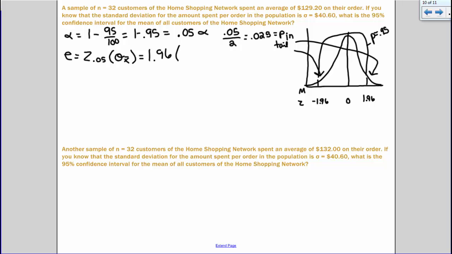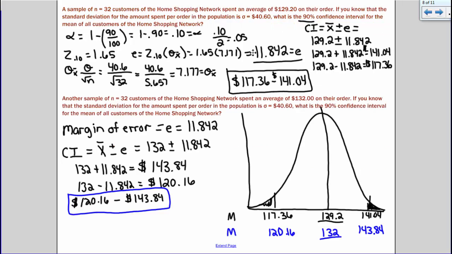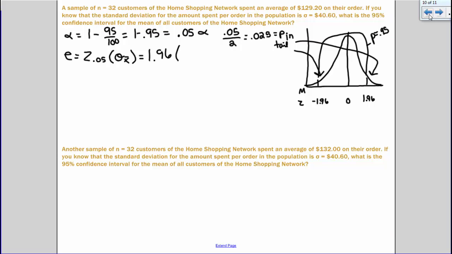Okay, so the standard error, we already found the standard error. So remember, it's 7.177. Oh, I just caught something. Totally messed that up there. That's a 7, not a 1. Okay. So 7.177 is what we put here. Standard error hasn't changed because we're still working with the same standard deviation for the population and the same sample size. So 1.96 times 7.177 gives you 14.067.